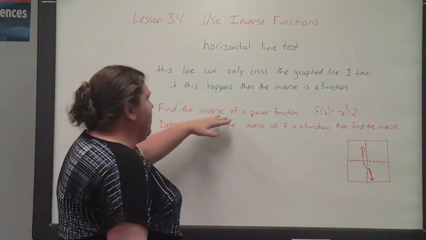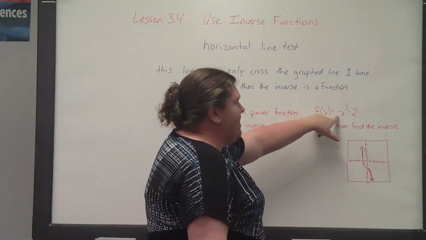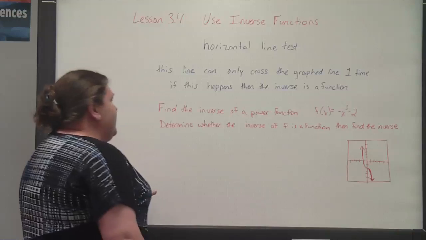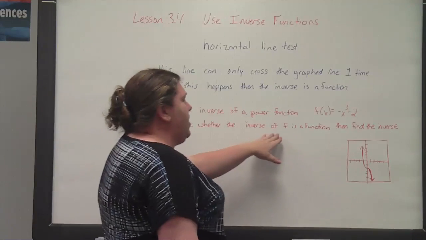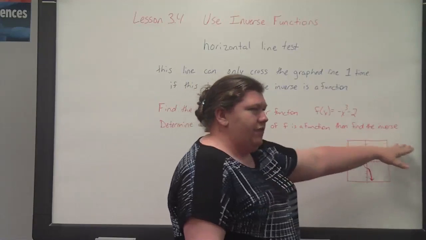And so what we want to do now is we want to go ahead and look. It says find the inverse of a power function. And they gave us f of x equals a negative x cubed minus 2. And then it says determine whether the inverse of f is a function and then find the inverse.